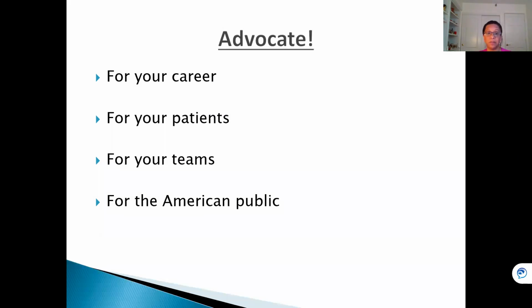And advocate for yourself, your careers. You've put in a lot of time and energy and effort into these 6 years. That's a huge investment. You have to advocate for your patients, whichever setting you're in. Do not ever forget why you joined and went to pharmacy school to begin with. Advocate for your teams. If you go into management, you go to private sector, you're probably going to have people reporting to you at some point. So you're going to have to advocate for them too. You are their leader. And also, if you go into government, you're advocating for the American public.